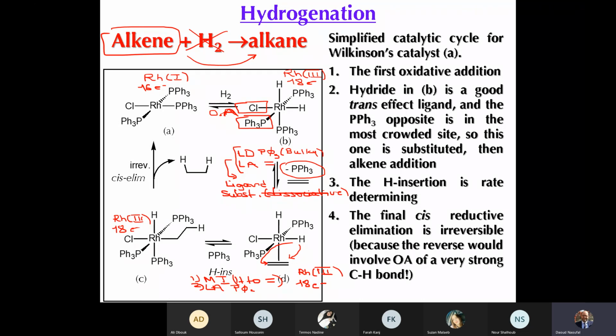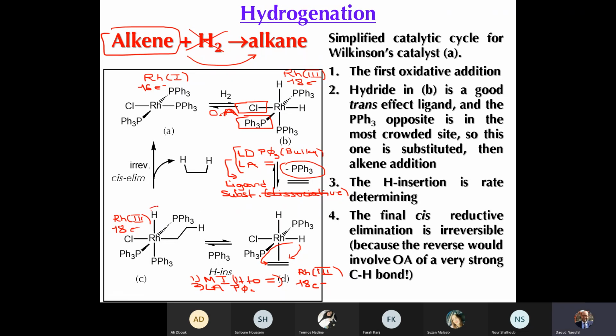The migratory insertion, when it opens the vacant site, and the vacant site is occupied by the trapping ligand, the electron counting would not be changed. So we obtain this intermediate. Now we have to regenerate the alkene.